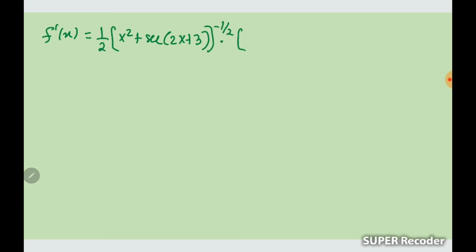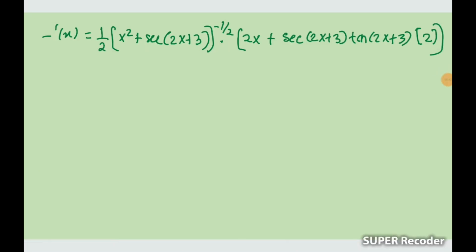Now continue. f prime x is equal to 1 over 2 multiply with x squared plus secant 2x plus 3 to the power of negative 1 over 2, multiply with 2x plus differentiate secant. The answer is secant tangent. Secant 2x plus 3 multiply with tangent 2x plus 3, and don't forget to differentiate 2x plus 3. The answer is 2. Close bracket. Then we'll see that 2 you can bring in front here.